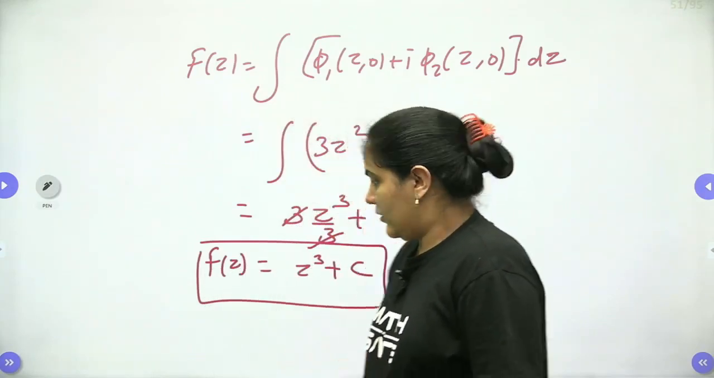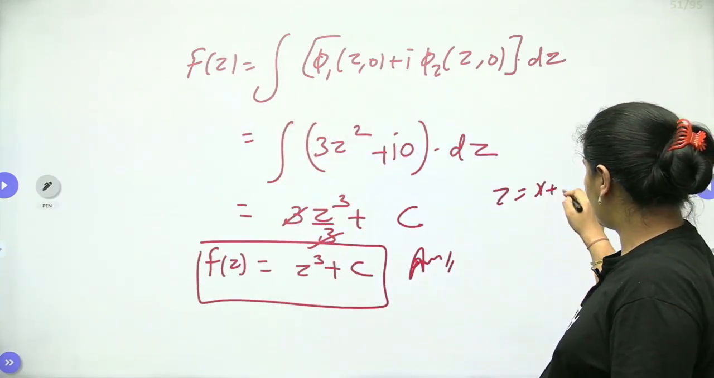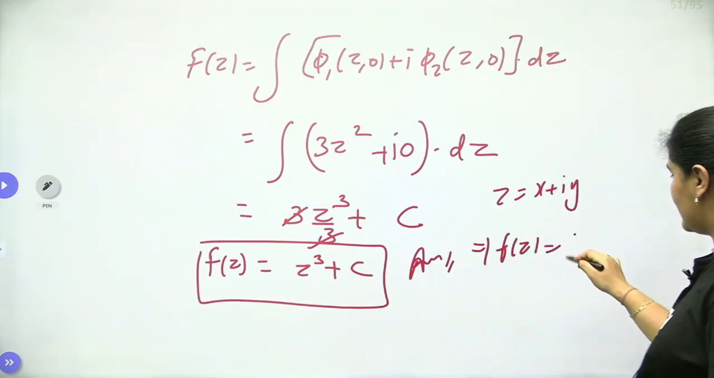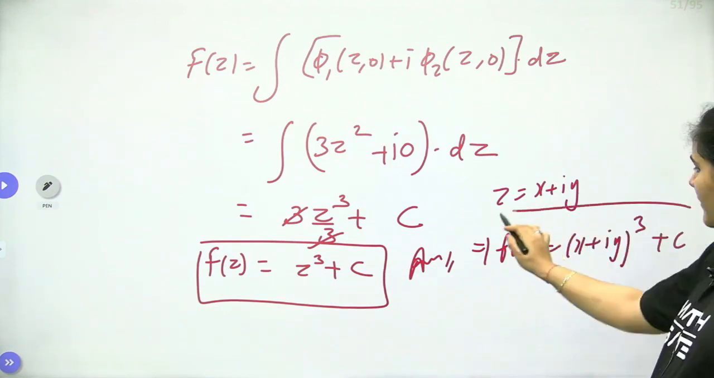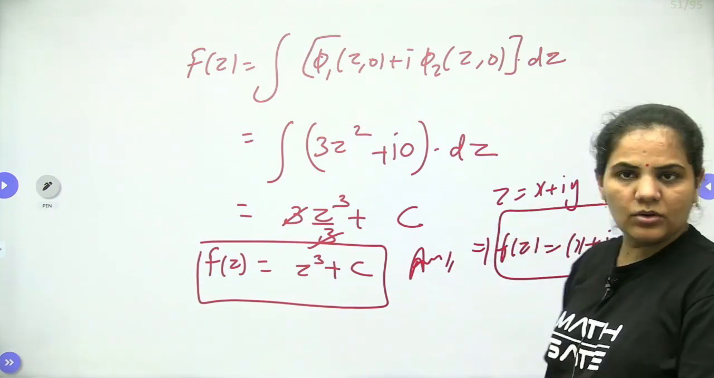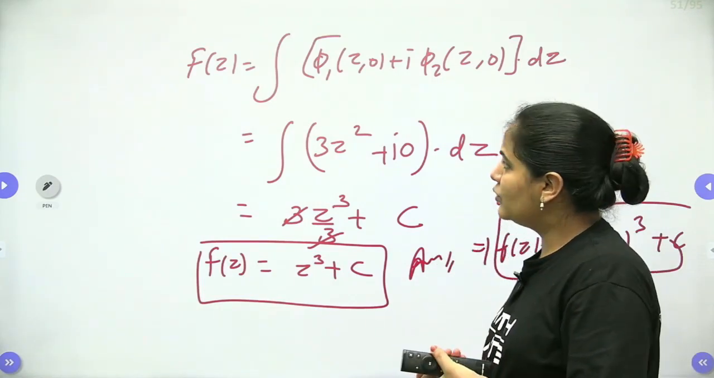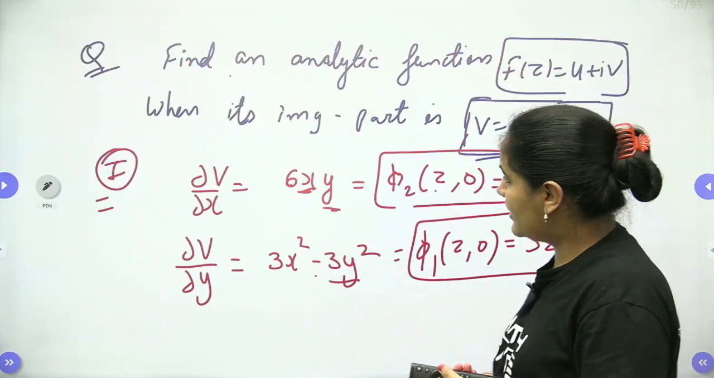Clear? So this is the final answer. Now if you want, you can write z is equal to x plus iota y, then later write it as (x plus iota y) to the power 3 plus c, but you can leave it here only. Okay, so this is the first method through which we learn how to construct an analytic function. Now let's approach the second method.